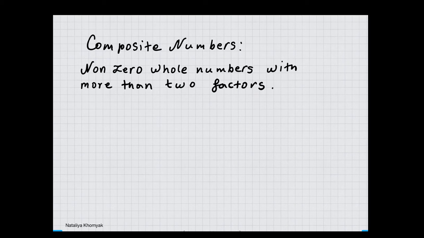Composite numbers are non-zero whole numbers with more than 2 factors. Non-zero because any number goes into 0. 0 can be divided by anything, you still get a 0, except by 0. So let's see. 6 has 1 goes into 6, 2 goes into 6, 3 goes into 6, and 6 goes into 6. 9, we have 1, we have 3, and 9 goes into it.